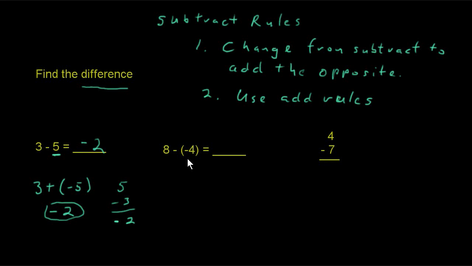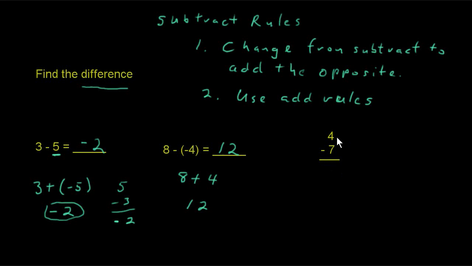The next problem, another subtraction problem, 8 subtract a -4. We change that to 8 plus, and what's the opposite of -4? That's +4. And this is really easy. 8 plus 4, the signs are the same. We just add and take their common sign, which is positive. So our answer is 12.